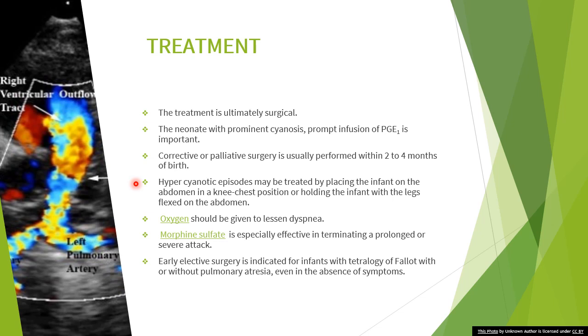Hypercyanotic episodes may be treated by placing the infant on the abdomen in a knee-chest position or holding the infant with legs flexed on the abdomen. Oxygen should be given to lessen the dyspnea. Morphine sulfate is especially effective in terminating a prolonged or severe attack.